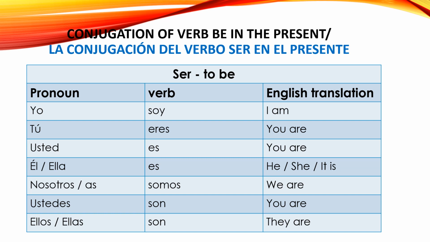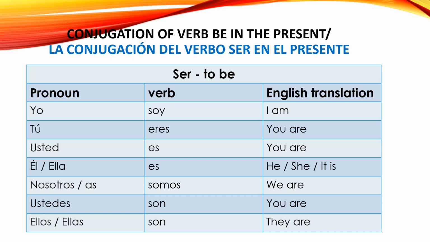Here we have the pronoun and the verb, and here the English translation. Yo soy. I am. Tú eres. You are. Usted es. You are. Él es. Ella es. He is. She is. It is. Nosotros somos. We are. Nosotras, for female, somos. We are.